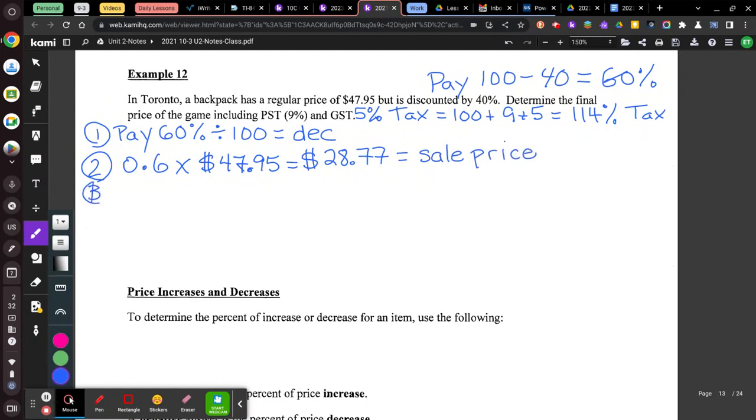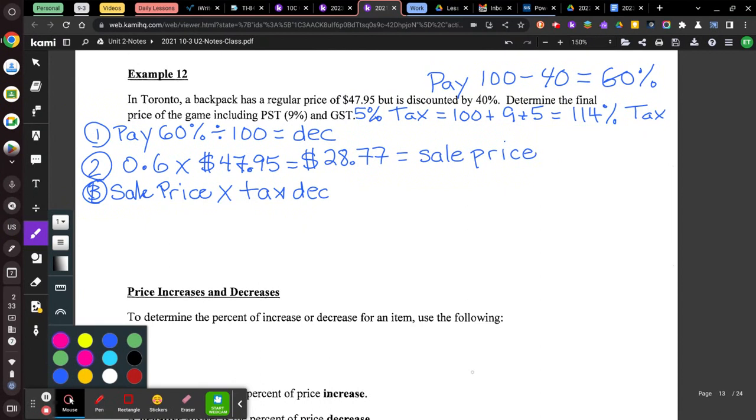Step 3 is to take your sale price and times by your tax decimal. So the tax decimal is coming from over here. So how do we put a percentage into a decimal? What do we have to do to put a percent into a decimal? Divide by 100. Good. So I would divide that guy by 100 to get my decimal.